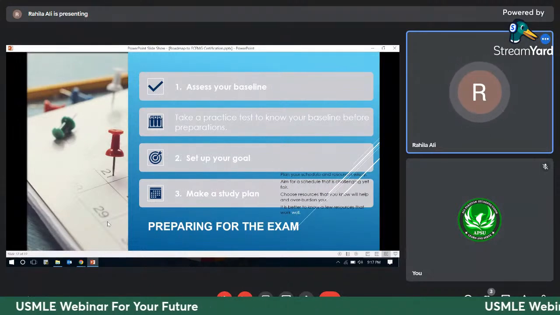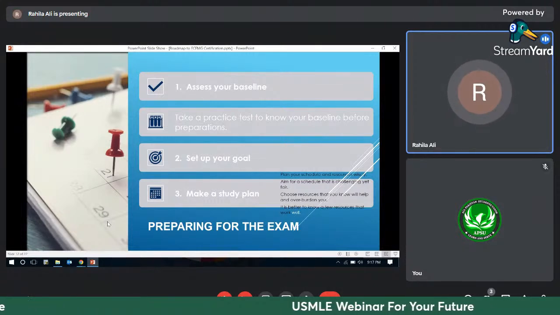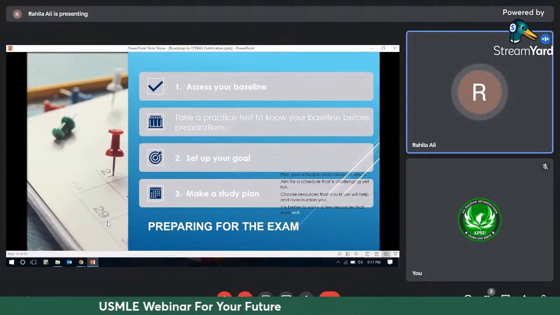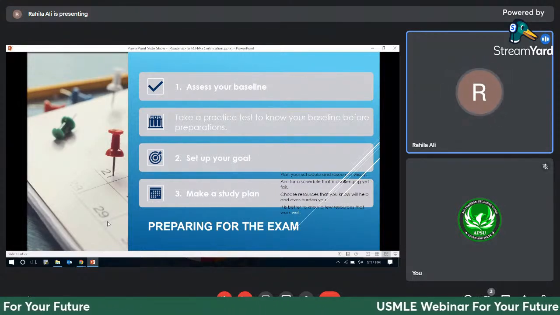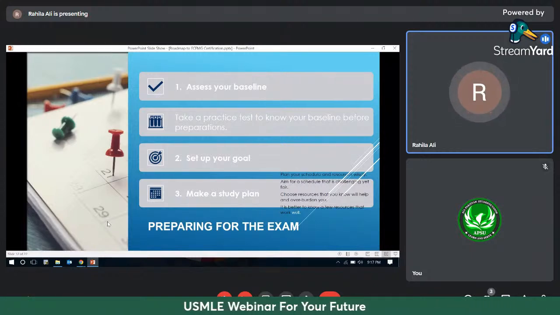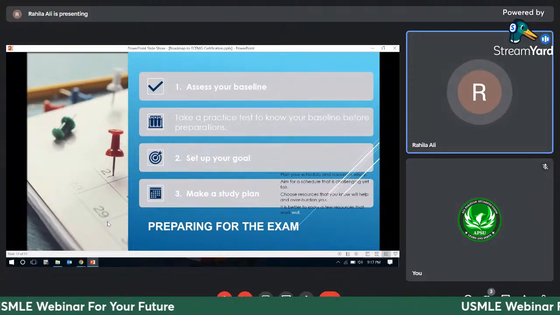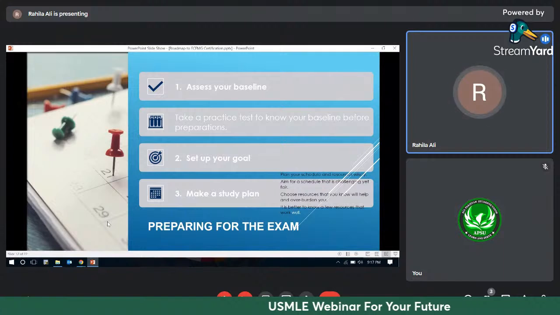First, for your Step 1, just assess your baseline. What you have to do is take a practice test, any practice test. It can be your UWorld practice test, or any practice test, just to check your baselines. Am I strong in my baselines, or do I need to start from scratch because my baselines are not good? That's what you have to decide. After that, you plan your strategy accordingly.